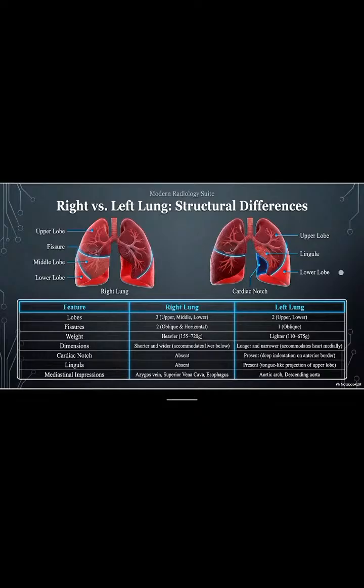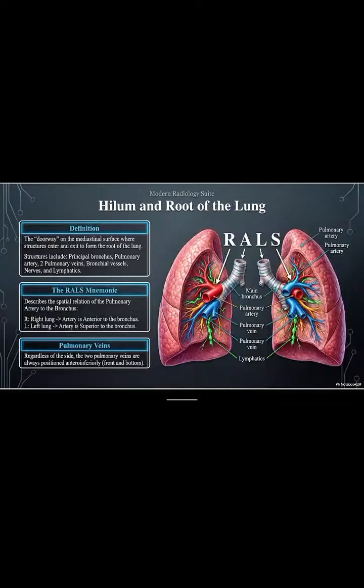The mediastinal impressions are structures found in the mediastinum. We have the azygous vein, the superior vena cava, and the esophagus for the right lung. And for the left lung, we have the aortic arch and the descending aorta. These are just a few things you should know about the lungs.